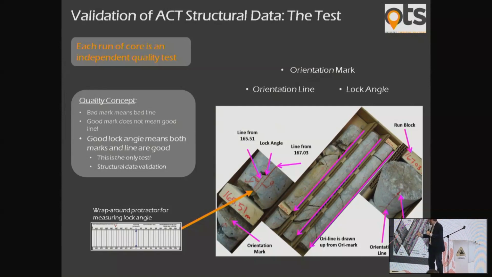So we measure these lock angles between runs, and if we get a good, very small lock angle, which we measure with the wraparound protractor, that means this mark is good, this line is good, and that mark is good. We then create attributes to connect to the structural data so we can filter and keep bad data from getting into 3D models.